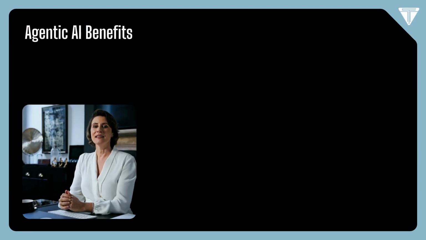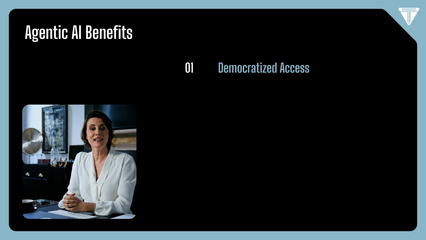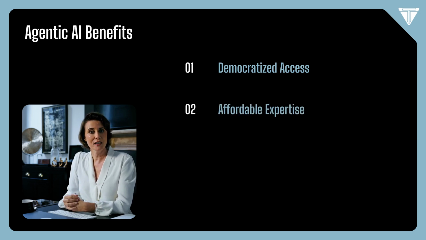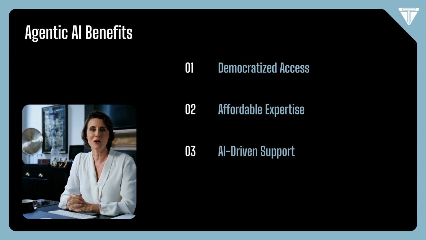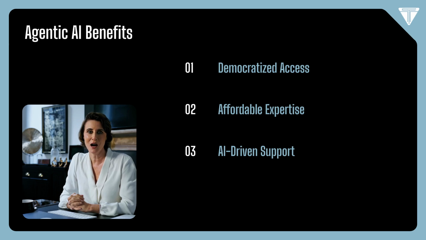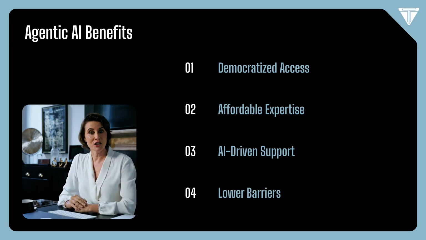Another major benefit is how agentic AI democratizes access to specialized knowledge. Historically, deep expertise was limited to those who could afford consultants, advisors, or in-house specialists. With AI-driven systems offering research, analysis, and decision-making support, smaller teams and individuals can operate at a higher level than before. This could lower barriers in industries where experience and expertise have traditionally been gatekept.